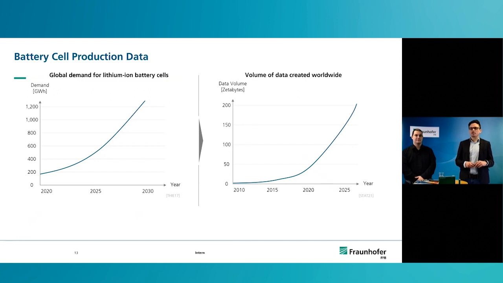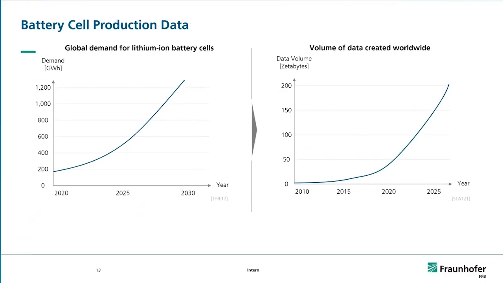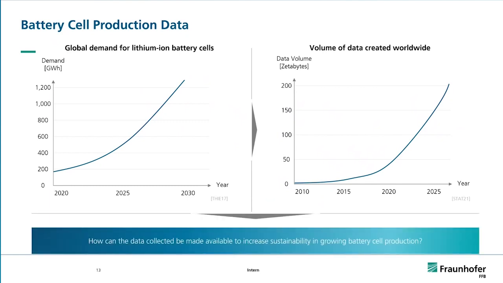On the left, you can see the global demand for lithium-ion battery cells over time, so the expected global demand. On the right, you can see the volume of data that is created worldwide over time and how it's expected to grow. So we can see these two trends, two things that are moving upwards over time. One central question that can be derived from this is how we can make use of this data and make it available to increase sustainability in a growing battery cell production.